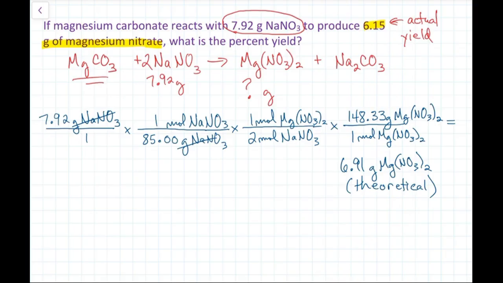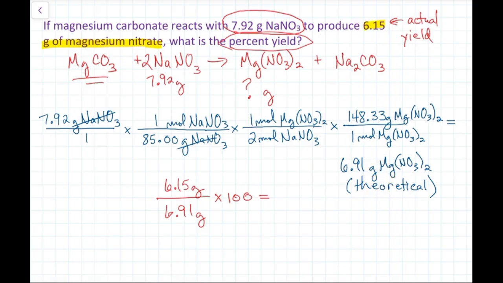But if you look up above, our actual yield given to us in the problem is not quite that big. It's 6.15. So the last step is to take the actual 6.15 grams and divide it by the theoretical that I just calculated, 6.91 grams. And of course multiply by 100, and this is going to give me my percent yield, which is what the question was asking me for. So go ahead and do that.